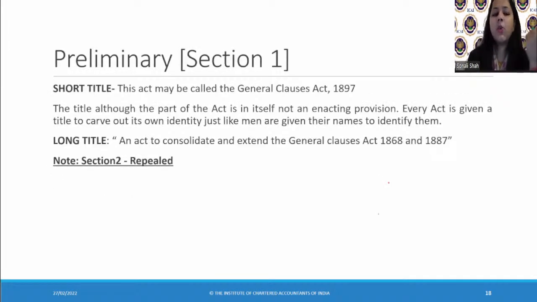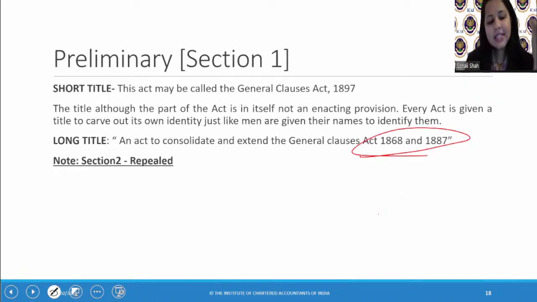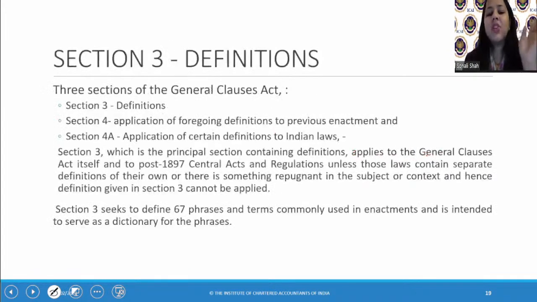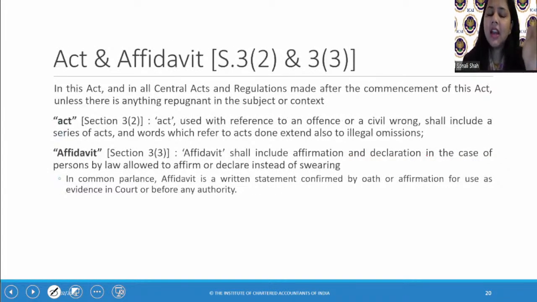Okay, so section 1 gives the short title, which is that it will be called the General Clauses Act. The long title says it is an act to consolidate and extend the GC Act 1868 and 1887. Section 2 has been repealed, and section 3 contains the definitions.